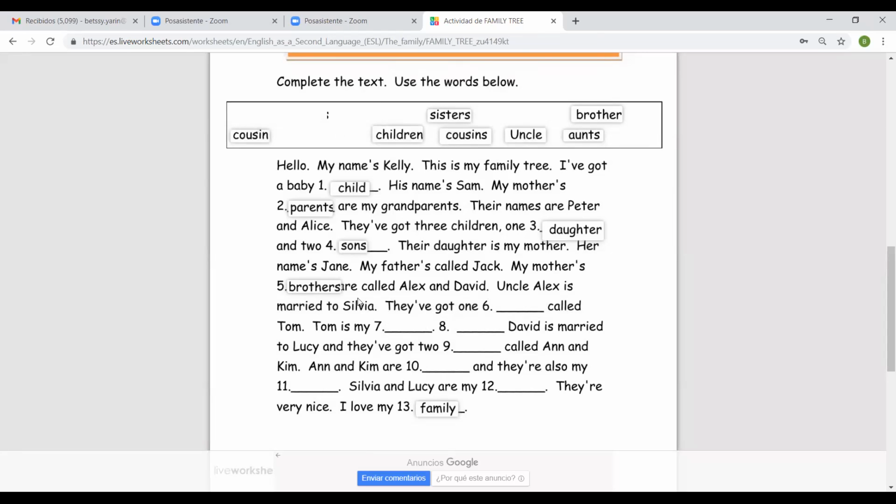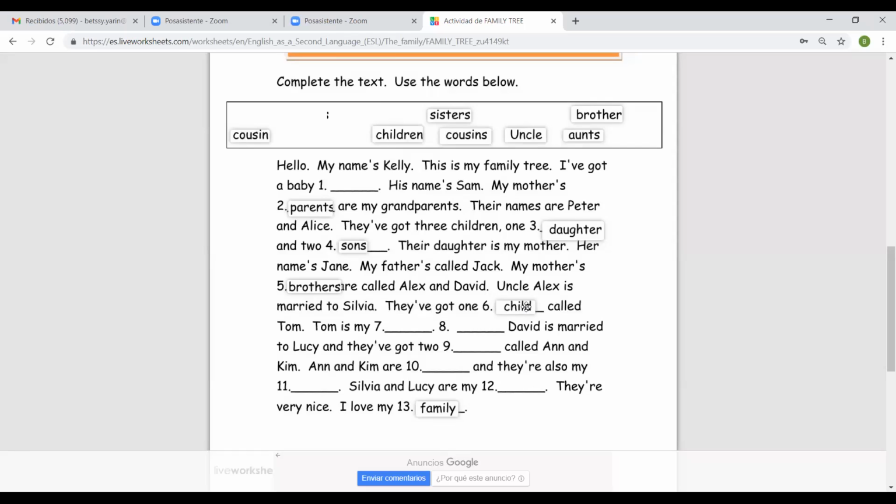Okay, so Uncle Alex is married to Sylvia. They've got 1. Which is the correct option? Child also fits there, one child. But child is already in number 1. Okay, I'm going to move it. Maybe there is a mistake there, okay? Yes, so let's continue with the other.